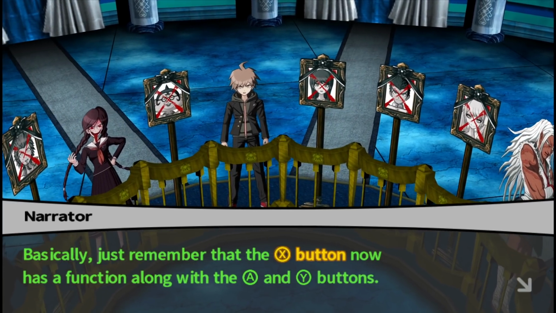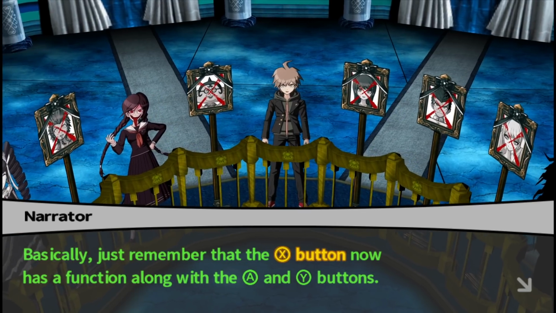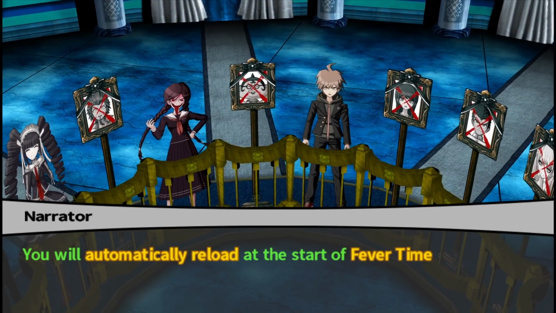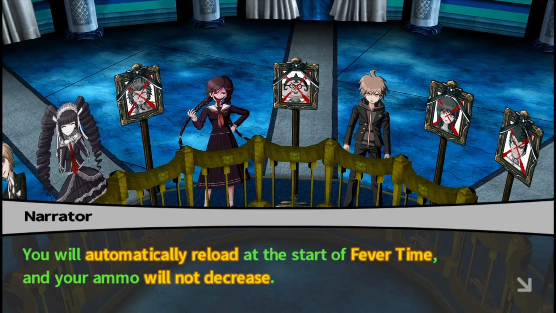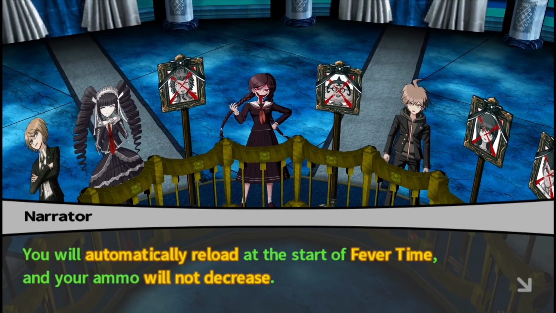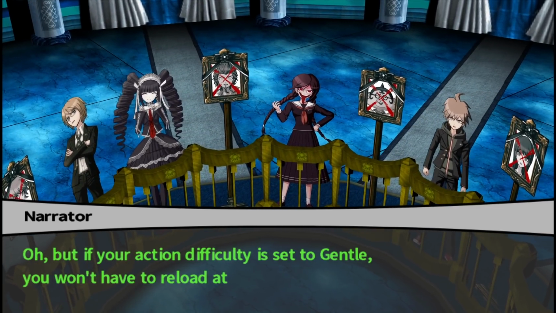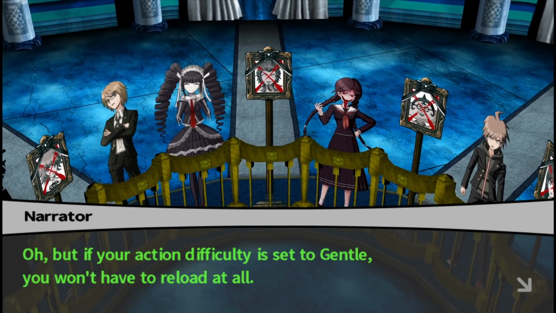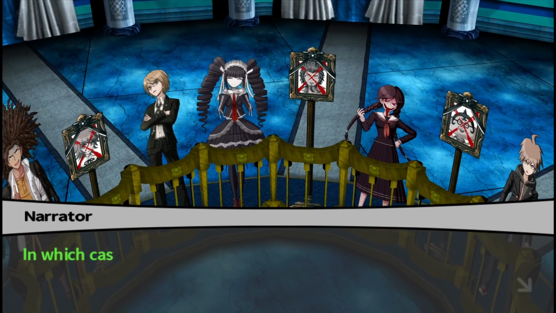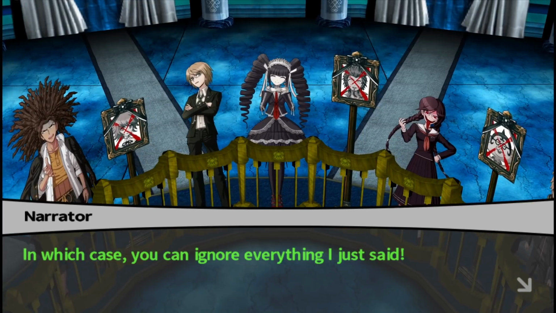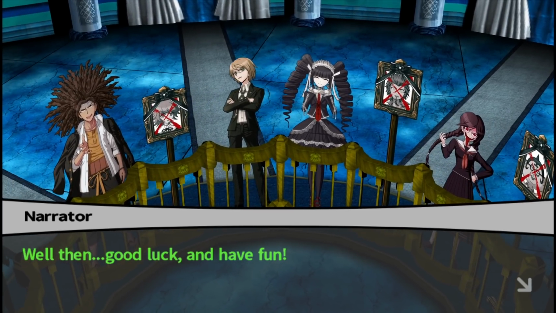Basically, just remember that the X button now has a function along with the A and Y buttons. You will automatically reload at the start of fever time, and your ammo will not decrease. Oh, but if your action difficulty is set to gentle, you won't have to reload at all. I wish. In which case, you can ignore everything I just said. Well then, good luck and have fun.